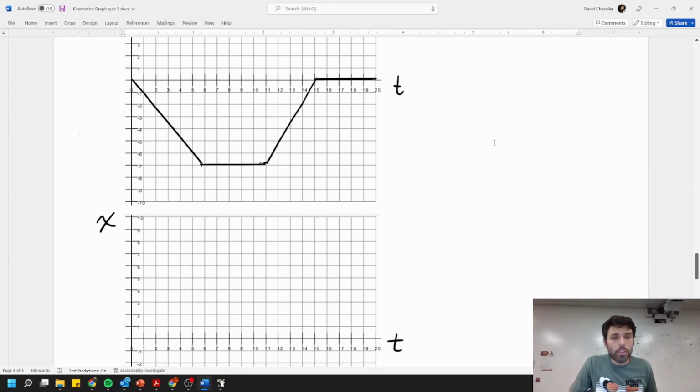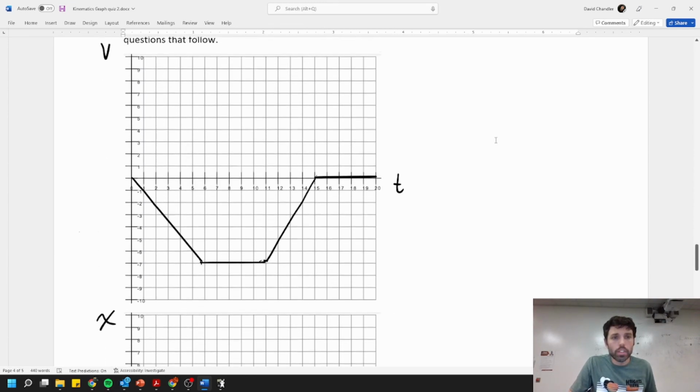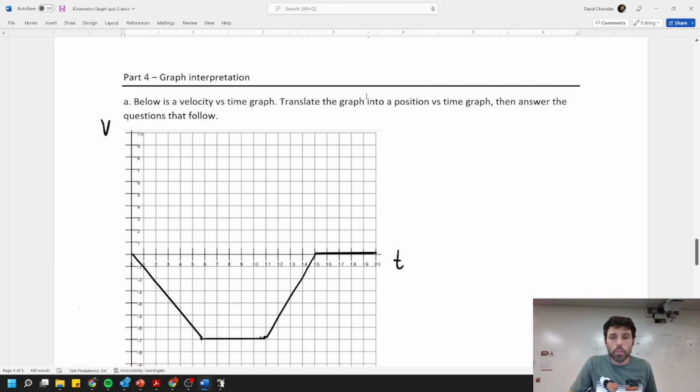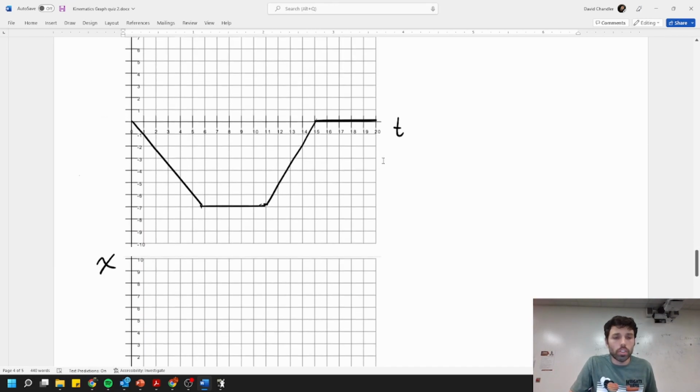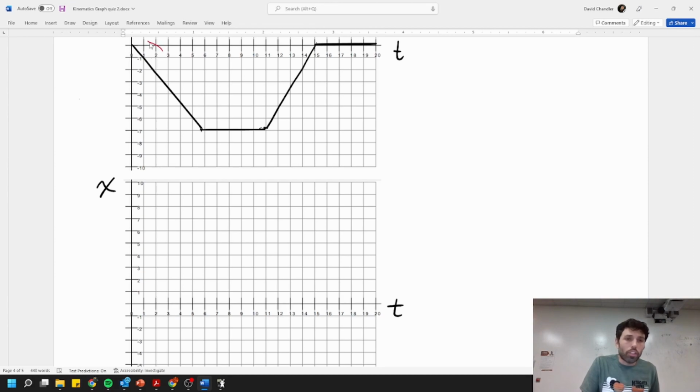All right. So velocity time. First thing I'm going to do is translate the graph. It says translate the graph into the position versus time graph, then answer the questions that follow. So here we have an object that is speeding up in a negative direction. The numbers are getting bigger, 1, 2, 3, 4, 5, and they're all negative, so we go in that direction. So we're going to curve, we're going to get steeper.